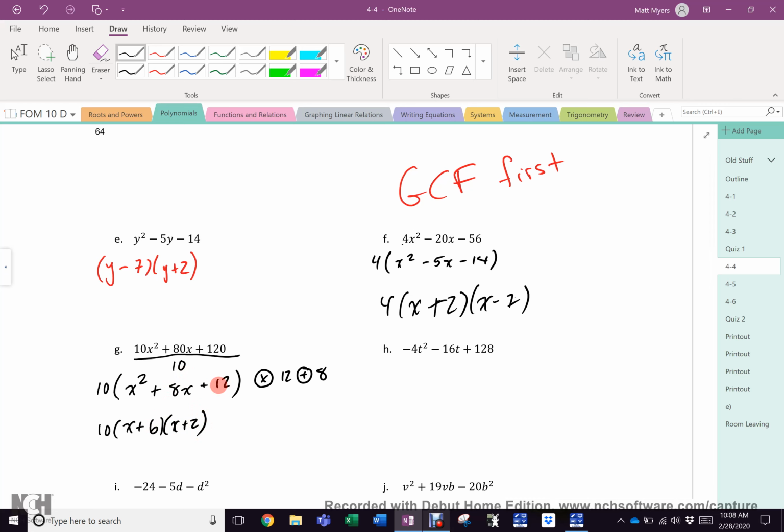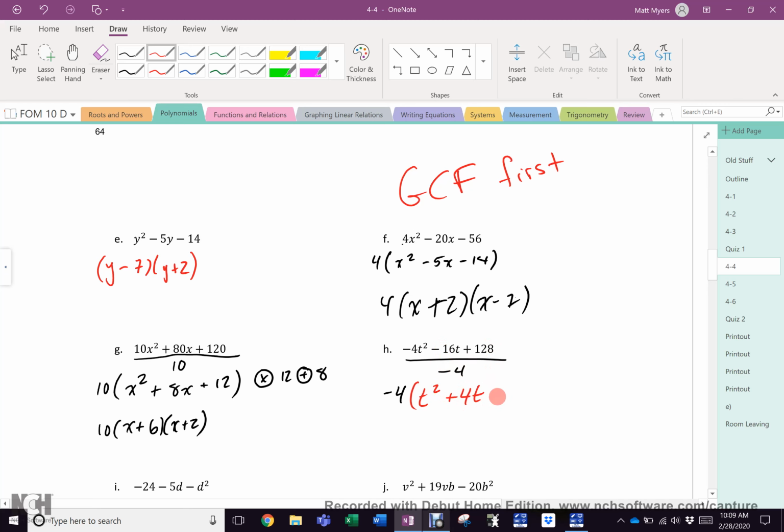What bothers you about H? The negative 4. Now, this is one of those weird ones, isn't it? Because the greatest common factor here is positive 4, isn't it? But we don't like that negative there either. So what will we take out? Negative 4. Which then messes me up in here. What's negative 4 divided by negative 4? Positive t squared. What's negative 16 divided by negative 4? Positive 4t. And what's 128 divided by 4?